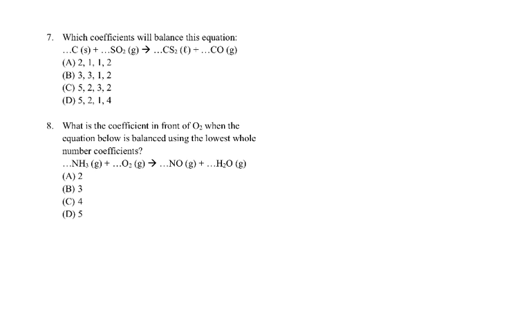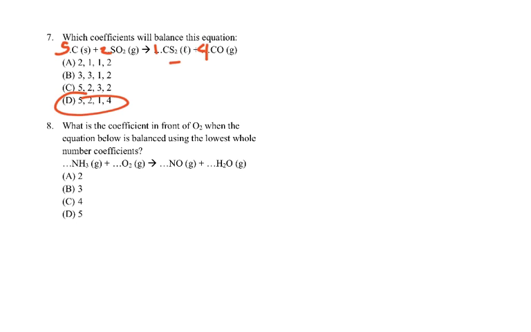For number 7, which coefficients will balance this equation? I have carbon and carbon and carbon, so I'm not going to start there. I'm going to start with sulfurs. This has 2 sulfurs, so I'm going to put a 2 here. Now I'm going to do my oxygens. I have 2 times 2, 4 oxygens, so I'm going to put a 4 here, and I'm going to put a 1 there. Now I'm going to do carbons. I have 1 carbon and 4 carbons, 5 carbons altogether, so I'm going to put a 5 there. So hopefully I have an answer that's 5, 2, 1, 4. There it is, answer D.